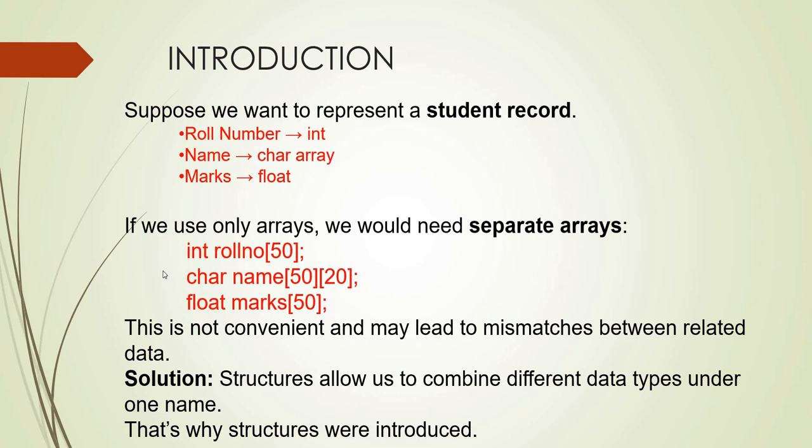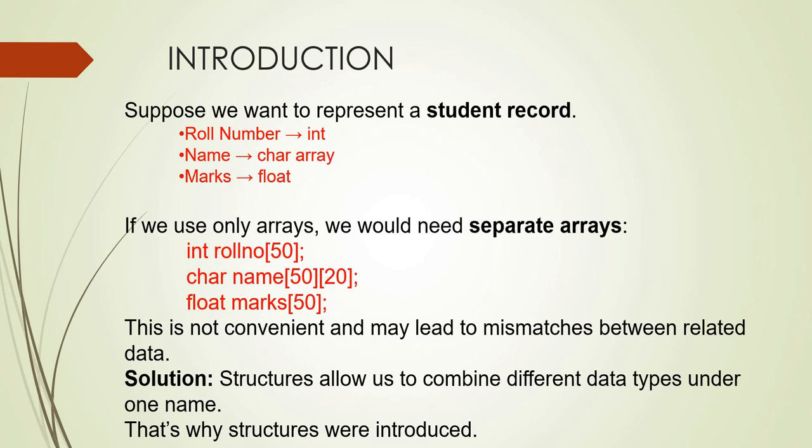We have one solution: an array of each data type can be created, that is, an integer array for roll number, a name array belonging to character type, then marks of float data type. So for that also we can create arrays, but three different arrays have been created with three different names, right? So it is not convenient, and it also leads to mismatches between the related data.